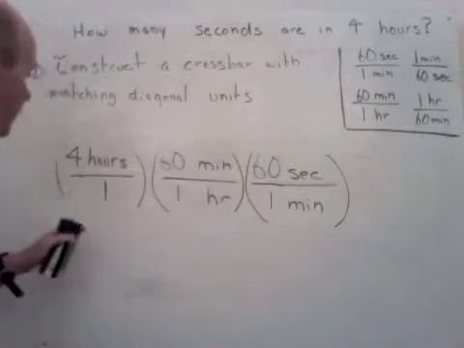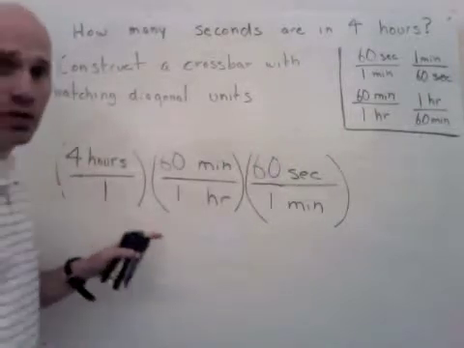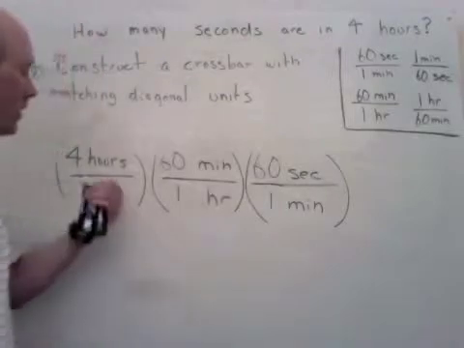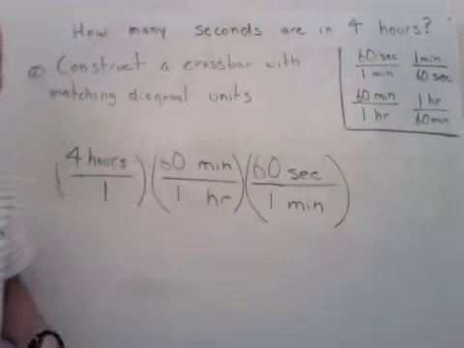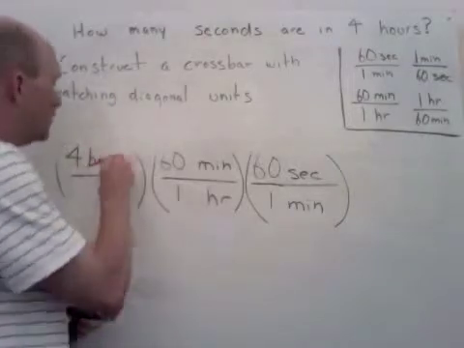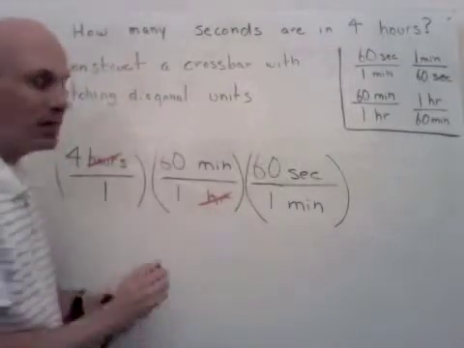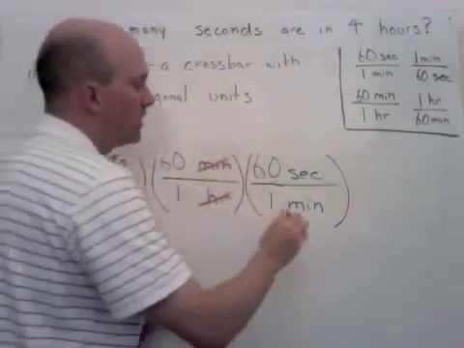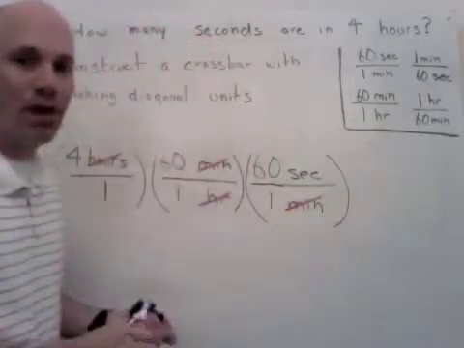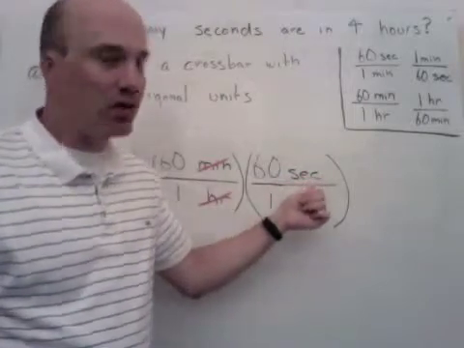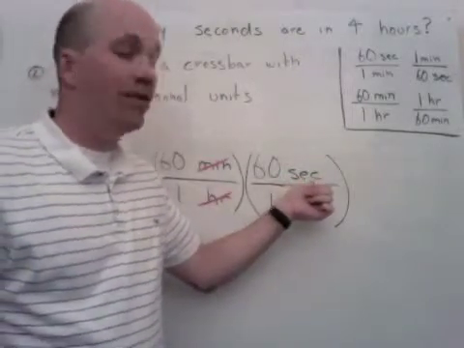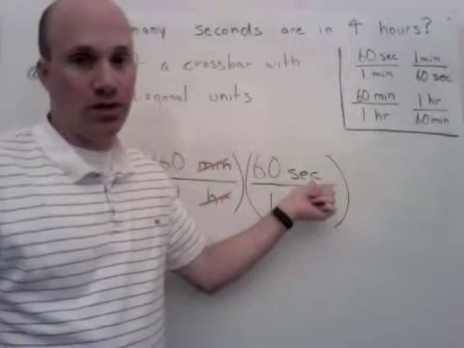So what can we do with these fractions? Well, the first thing that you can do is go ahead and cross out units. I've got hours as a unit here, I've got hours as a unit here. That means those are going to cancel out. I've got minutes on top here, I've got minutes on bottom, those cancel out. What that means is that my answer is going to be in the units that are the only one that is left, which is going to be seconds.